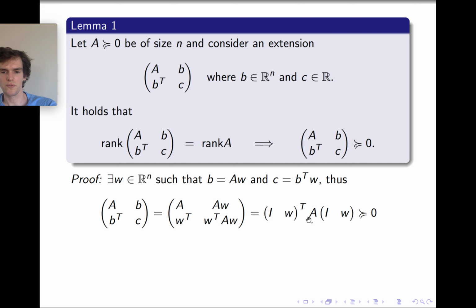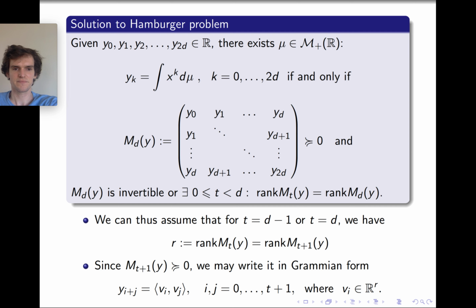so the fact that you have the same matrix on both sides means readily that you can deduce that this matrix is positive semi-definite. So now let's go back to this solution that we're trying to prove to the Hamburger moment problem.